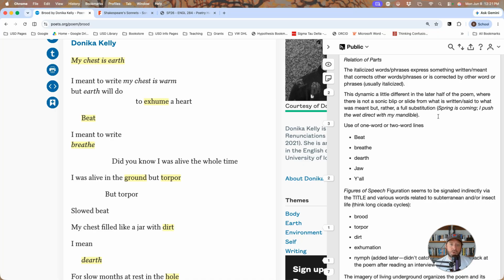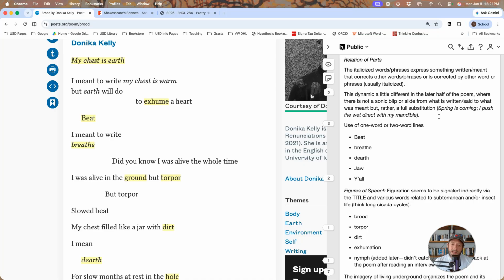And Kelly sort of brings that to the surface explicitly by having a speaker say, "I meant to write this" after giving us line one. And it makes us kind of wonder what the similarity, overlap, difference is between "my chest is earth" and "my chest is warm," or what the difference might be between "beat" and "breathe," but also the similarity or the accidental meanings that kind of emerge when we swap those words out for each other.